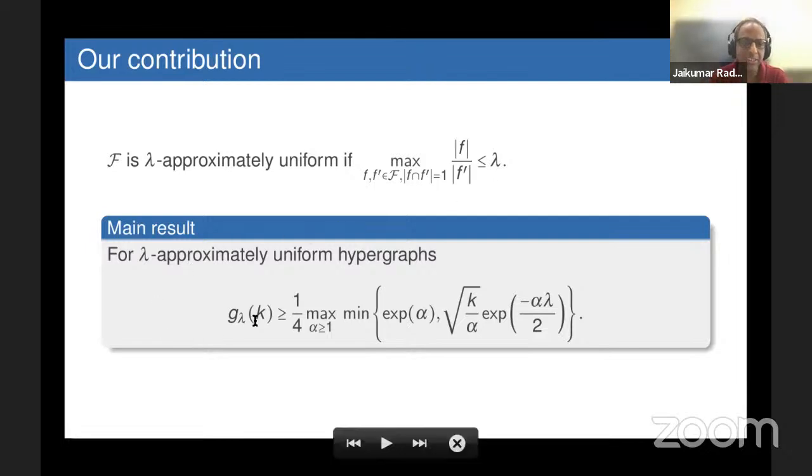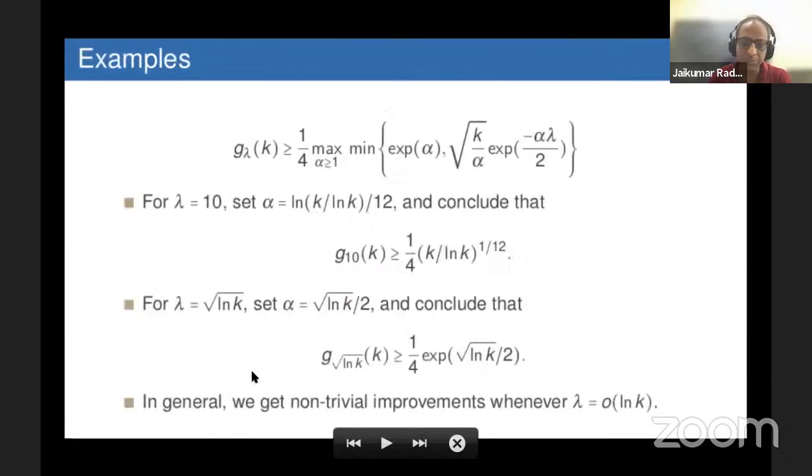And our main result is that it's possible to extend the earlier results and show that g lambda k grows at least as this. Now, it's not very easy to understand what this function is, but let me just say that there is a parameter alpha which you need to maximize over, and then you have to take the minimum of these two quantities. So the minimum is over two quantities, and you have to find the best alpha, which maximizes the minimum of these two quantities, and that gives a lower bound on g lambda k.